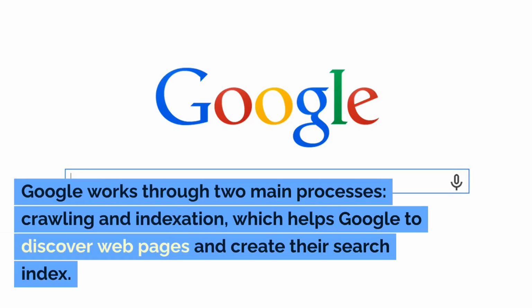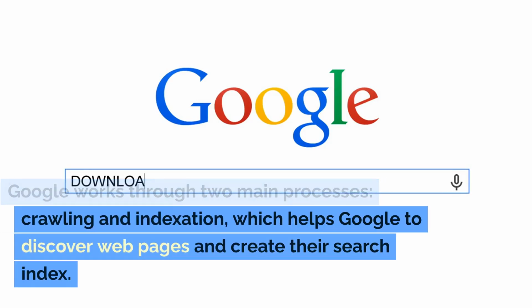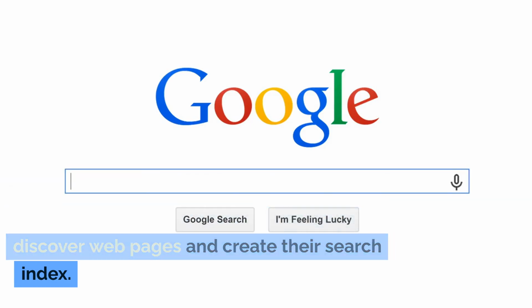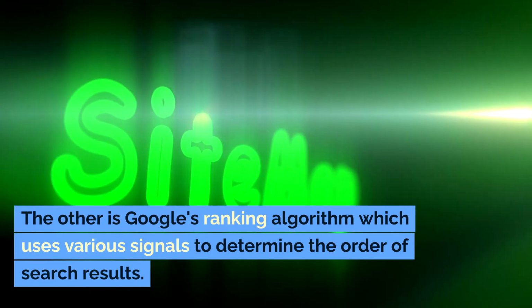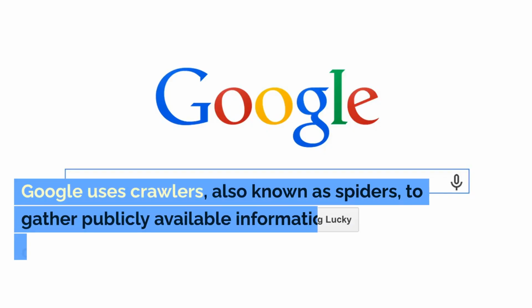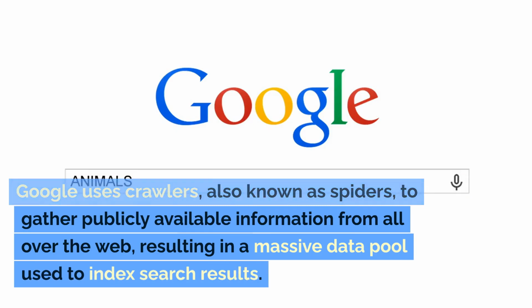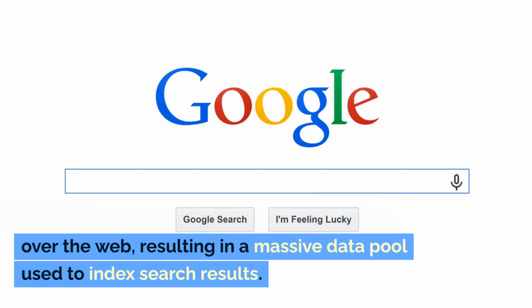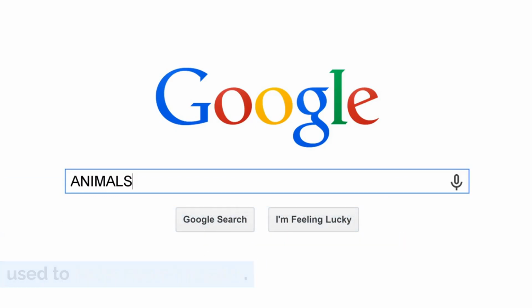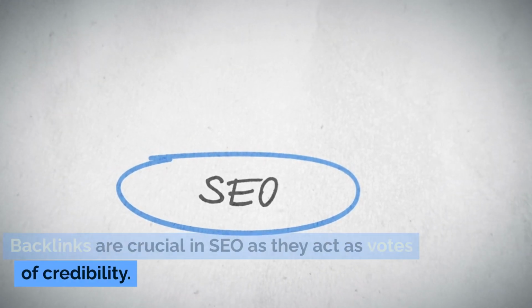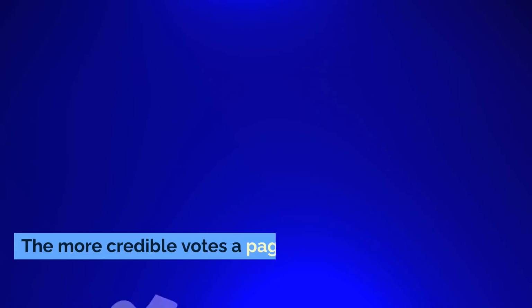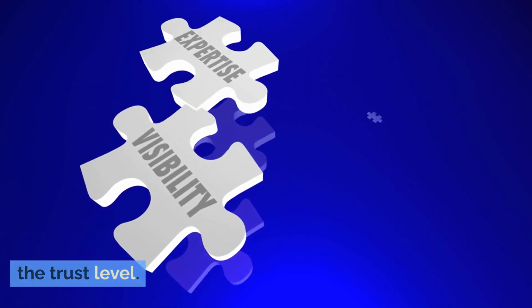Google works through 2 main processes: crawling and indexation, which helps Google to discover web pages and create their search index. The other is Google's ranking algorithm, which uses various signals to determine the order of search results. Google uses crawlers, also known as spiders, to gather publicly available information from all over the web, resulting in a massive data pool used to index search results. Backlinks are crucial in SEO as they act as votes of credibility. The more credible votes a page gets, the higher the trust level.